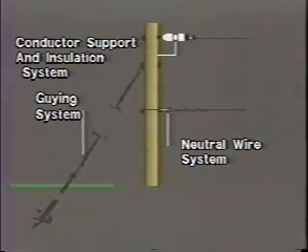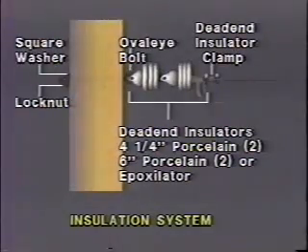When a single-phase dead end is required, with no continuation of the conductors, a similar construction to the corner dead end is used, with only one string of insulators. The insulator assembly used could be either two 4 1/4 inch diameter porcelain dead ends, two 6-inch diameter porcelain dead ends, or a single epoxylator dead end. A dead end insulator clamp is used on the hot end with an oval eye bolt, washer, and lock nut used to fasten the assembly to the pole.